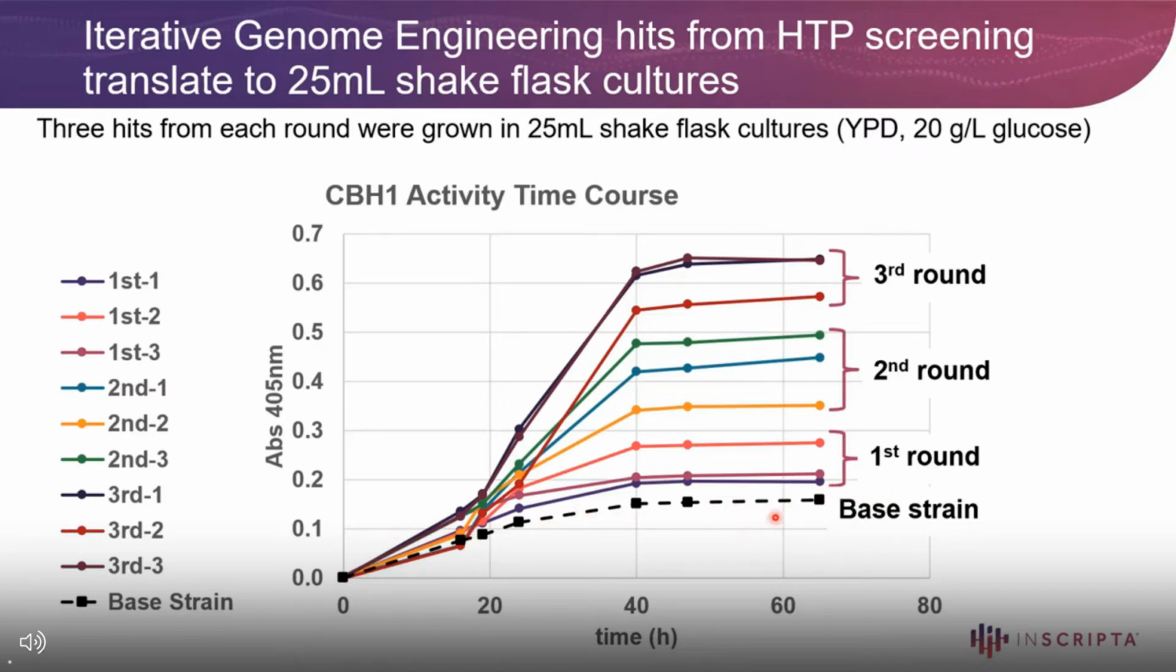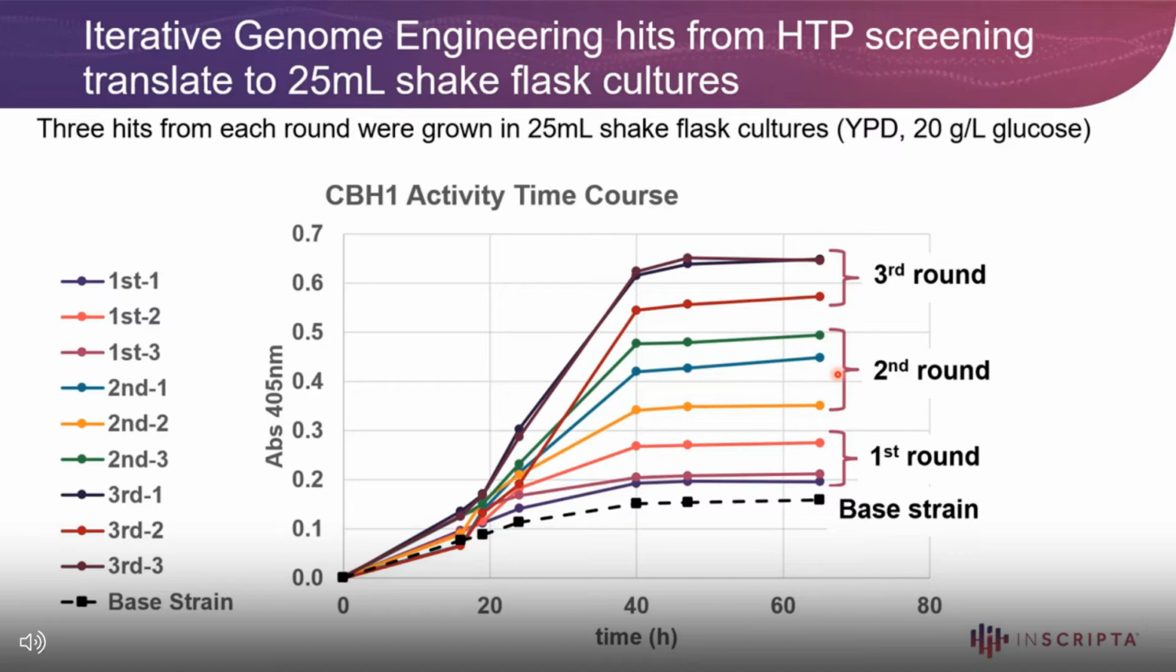It was very nice for us to see that the 3 first round strains that we picked all produced CBH1 at levels that were better than the base strain. Our second round hits are right here. Again, improvement over the first round hits. And then our third round hits were further improved over the second round.